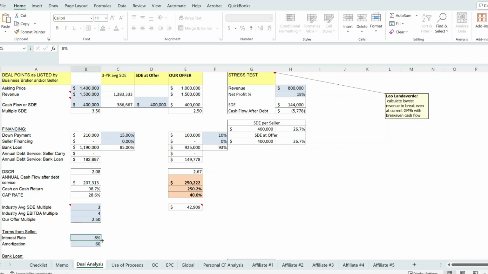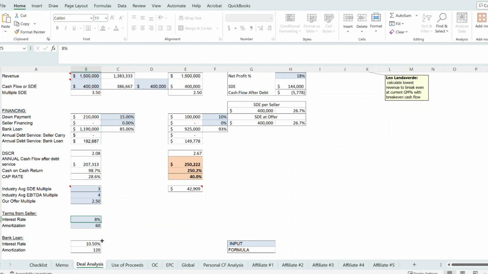The interest rate on seller carry could be anything. It can be higher than the SBA loan. It could be 7%, 8%, depending on what makes sense for cash flow. Notice that this deal has no seller financing option. If it did have seller financing option and say the seller was willing to carry 10%, you will put it here. So in this scenario, you have 15% down payment, 10% seller carry, and 75% loan to value on a bank loan or an SBA loan.